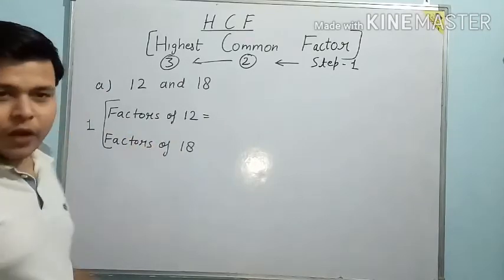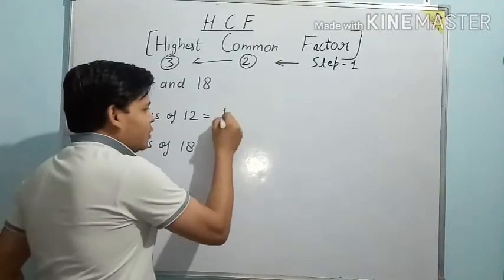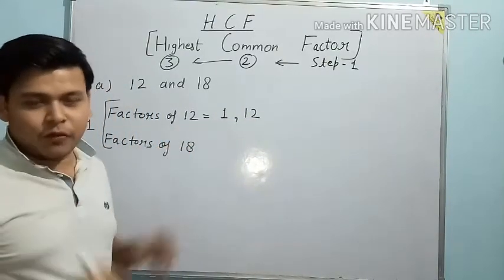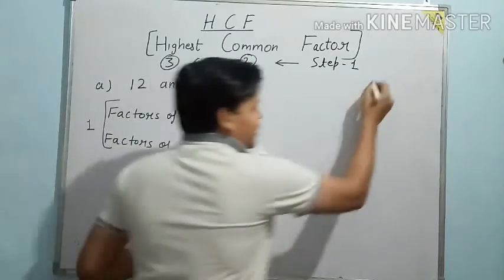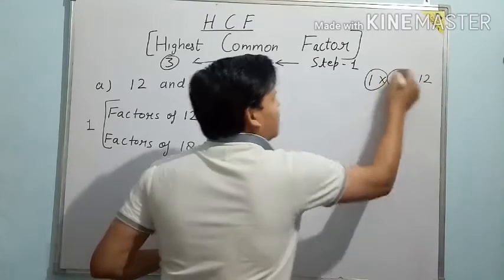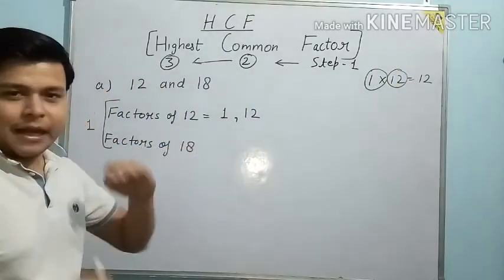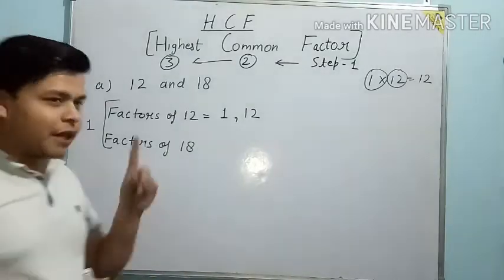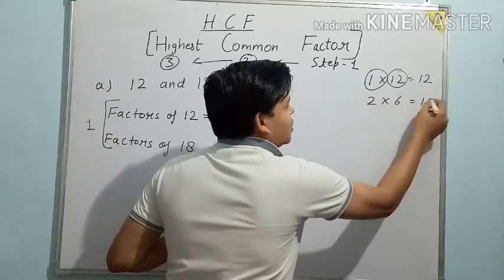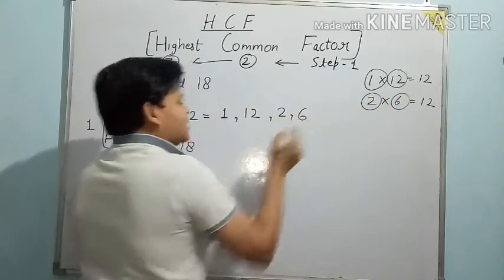In the table of 1, as we all know, 12 will come 12 times. So we can write here 1 and 12 both, because 12 will come in the table of 1, 12 times. Means I am writing here 1 times 12. So we write these both numbers, 1 and 12, by putting commas. After 1, the next number is 2. In the table of 2, this 12 will come 6 times. 2 into 6, 12. So once again write these two numbers, 2, 6.